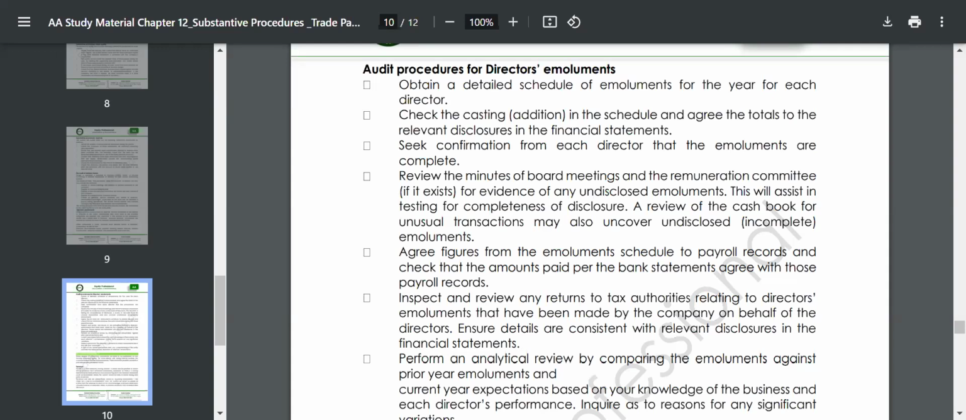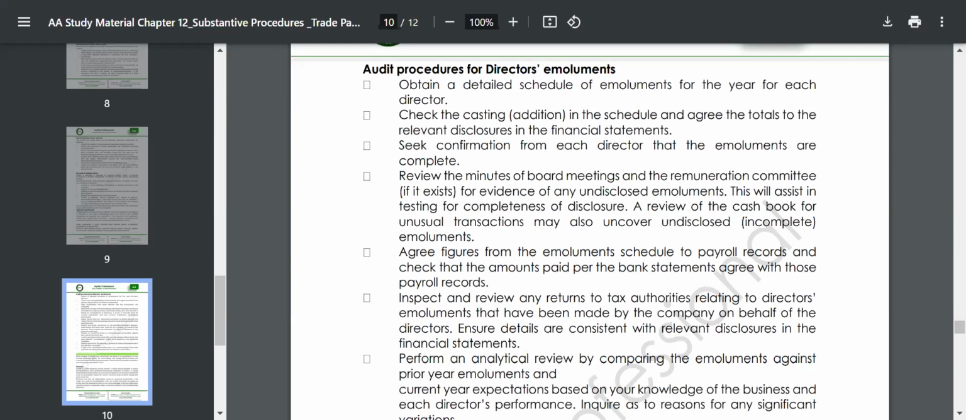So when the auditor is asking for the minutes of board meetings and remuneration committee, he wants to find out if there are undisclosed payments. Maybe there is a payment that directors have agreed that we just pay ourselves. This will not be included in the financial statement. What the auditor is testing for here is what we call completeness assertion, because one of the assertions of financial statement is that it should be complete. All records are complete. So he's looking at the minutes: is there anything that these people are hiding?